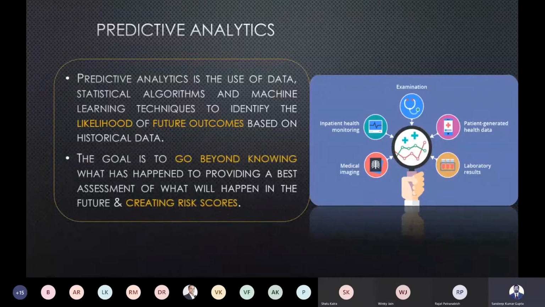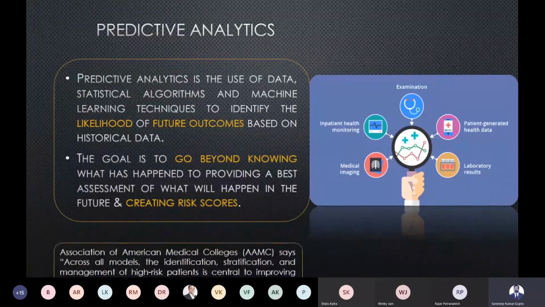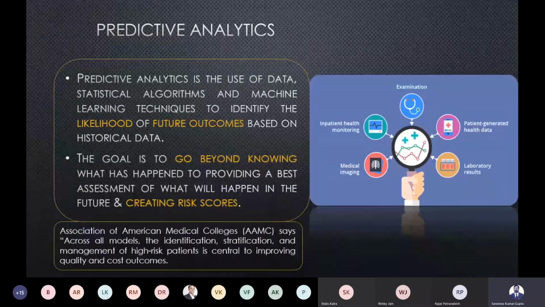And the ultimate goal is to go beyond knowing what has happened to providing a best assessment of what will happen in the future, and creating some sort of risk factor, right? Risk factor for whom? For those patients. So ultimately our objective is, you can see what is the objective of creating risk score through this statement given by the Association of American Medical Colleges. Across all models, the identification, stratification, and management of high-risk patients is central to improving quality and cost of outcome.